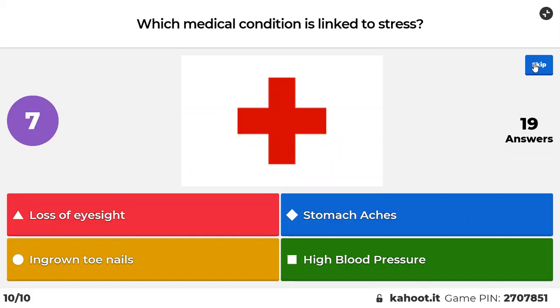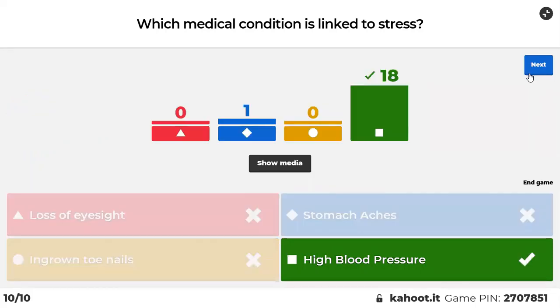I thought this one was quite funny because I said in my last session, if ingrown toenails were linked to stress, we'd all have them in CCAP. So yes, high blood pressure is linked to stress.